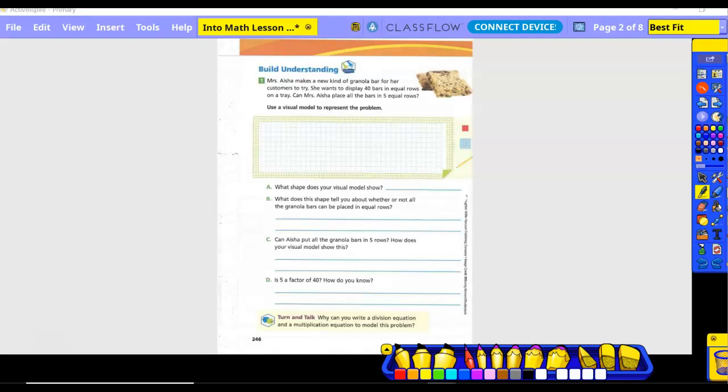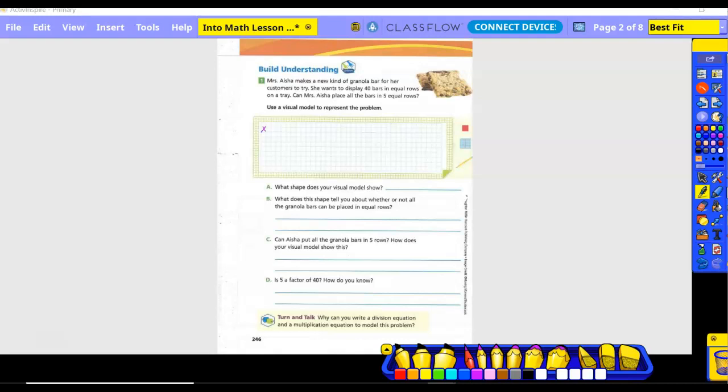Yes. Okay. Could it be a multiple of 40? No, because multiples go 40, 80, right? So it could be a factor, right? Okay, so let's double check and see, because what times 5 would get us 40? 8. So let's see if we can prove that.